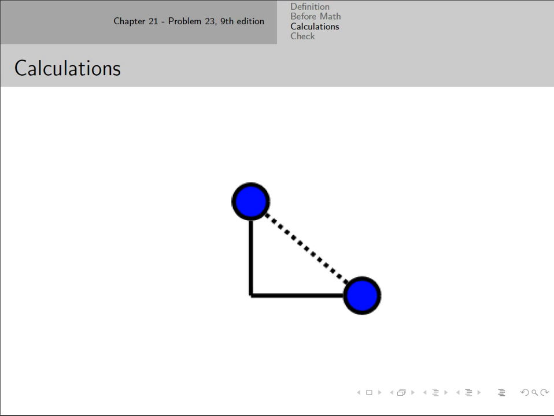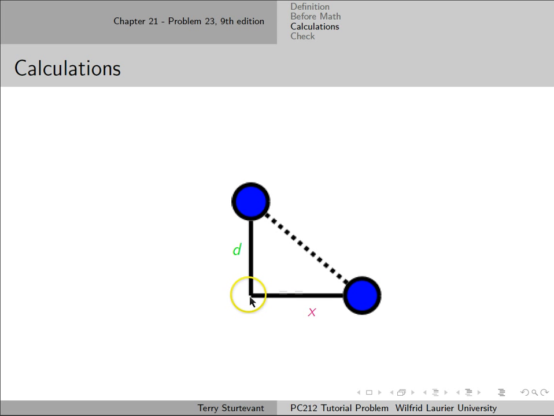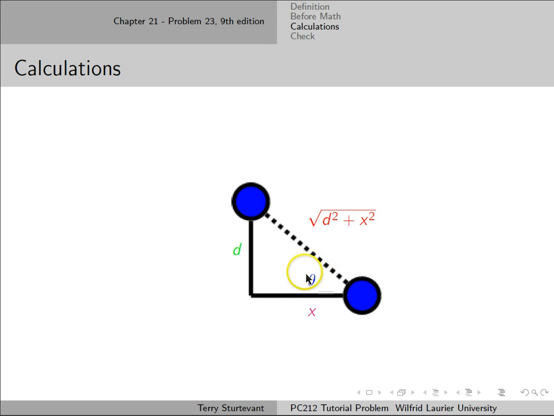Now, looking at the calculations, if we look at the triangle just representing Q3 and Q1, for instance, then we have the distance from the x-axis to Q1 is d, and the distance from the y-axis to Q3 is x. We can call this angle in here theta, and the hypotenuse of this triangle, the distance from Q1 to Q3, is the square root of d squared plus x squared.